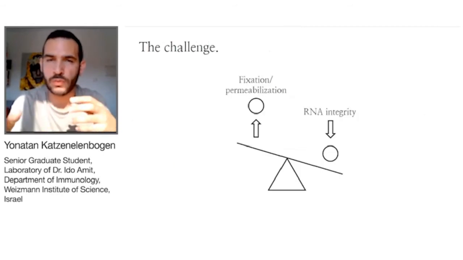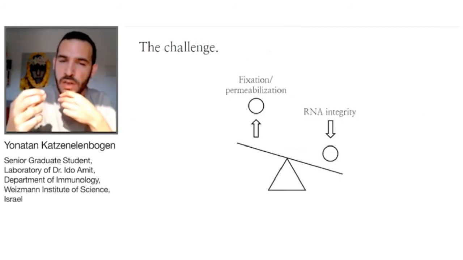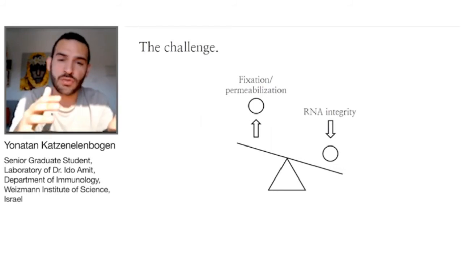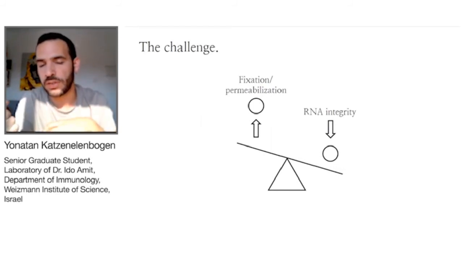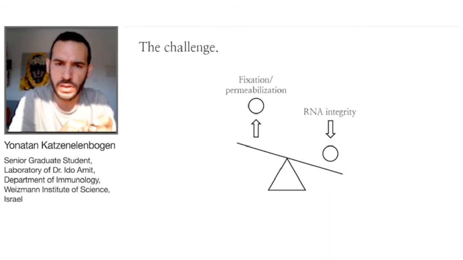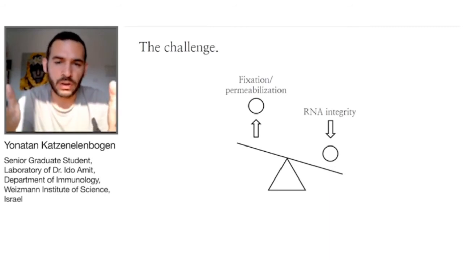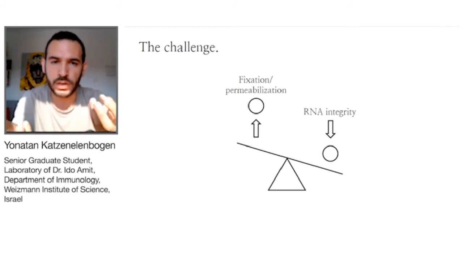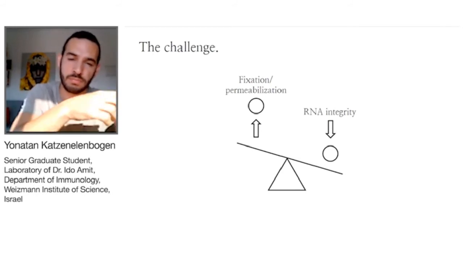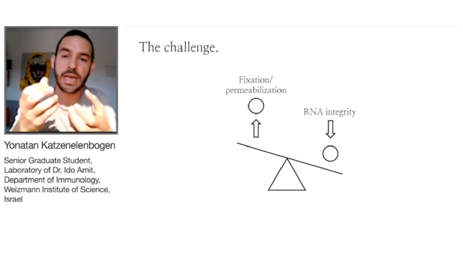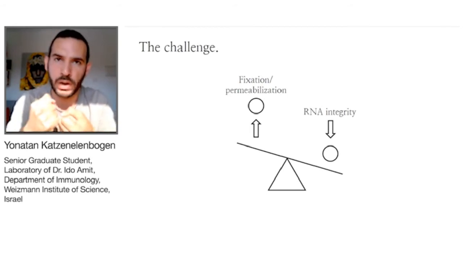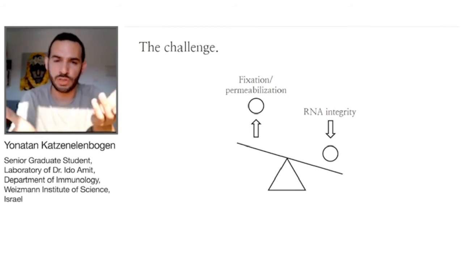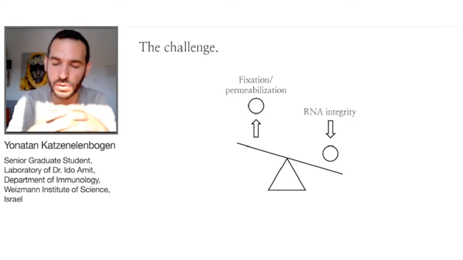The reason why it wasn't accessible for us was that there was a trade-off between intracellular staining and single-cell RNA sequencing. I'm sure a lot of you who have tried to do it know it's quite challenging to fix and permeabilize the cell, which is necessary for intracellular staining, and still have good RNA quality. So you had to choose what you want to do. You couldn't do them both.